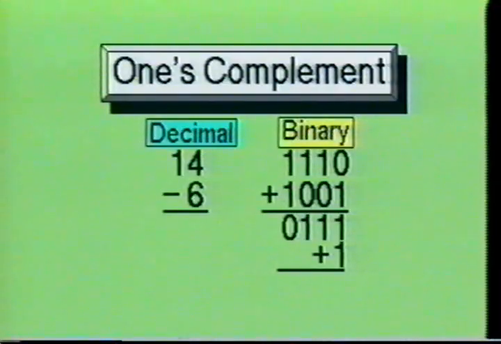Next, we add the carry bit to the least significant bit. 1 plus 1 equals 0, carry 1. 1 plus 1 equals 0, carry 1. 1 plus 1 equals 0, again carry 1. And 1 plus 0 equals 1. When binary number 1000 is converted into decimal, it equals 8, which is the answer to our problem of 14 minus 6.